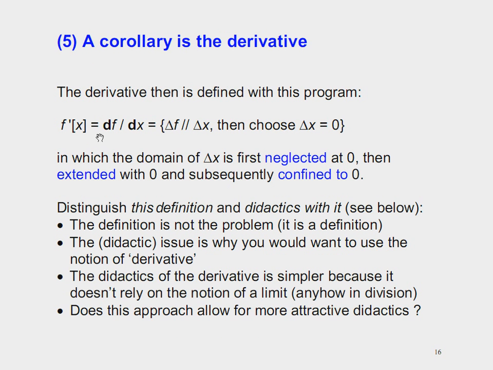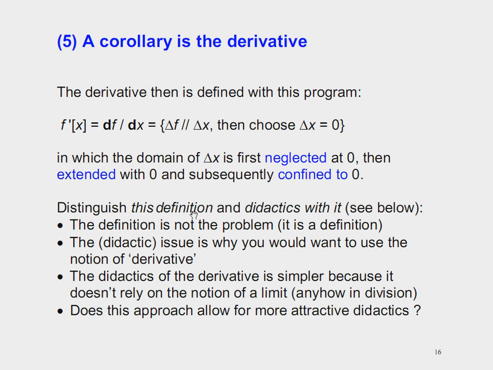The derivative comes out naturally in the following manner. It can be defined by this program, where delta f dynamically divided by delta x means that it is simplified, and then presumably delta x drops out from the expression in the denominator, and then we can set it to 0. And we can use the same notation as we have been using in calculus for ages. What happens is that first the domain of delta x is neglected at 0, which is the dynamic division. And in dynamic division, it's also extended with 0, but then we add the separate step of setting it at 0.